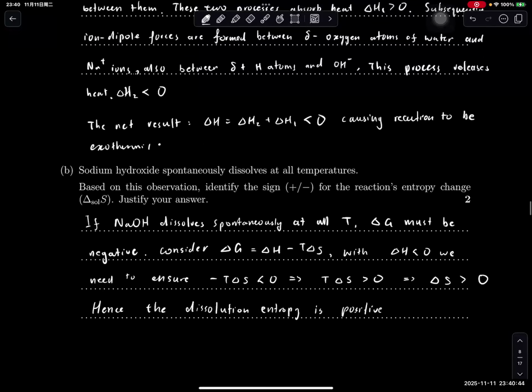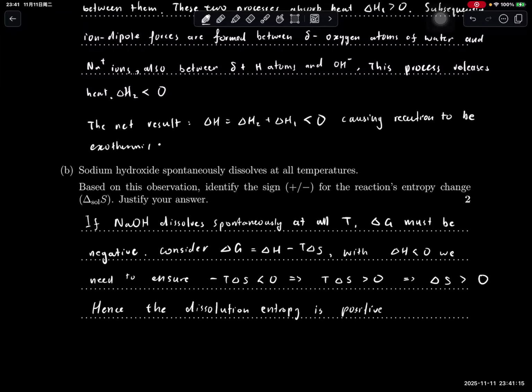And then question B. Sodium hydroxide spontaneously dissolves at all temperatures. That's telling you the Gibbs free energy for this dissolution process is negative for all temperatures. Based on this observation, identify the sign, either plus or minus, for the reaction entropy, delta S. Notice how sodium hydroxide dissolves spontaneously at all temperatures, so delta G must always be negative. Also consider the definition of Gibbs free energy using delta H and delta S.